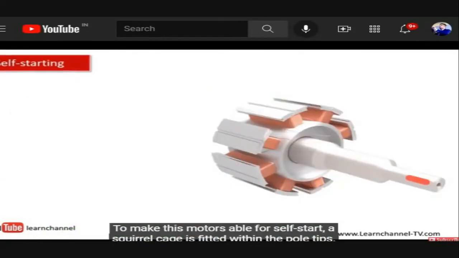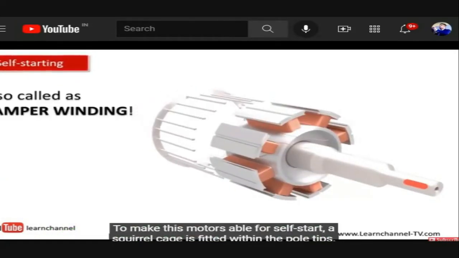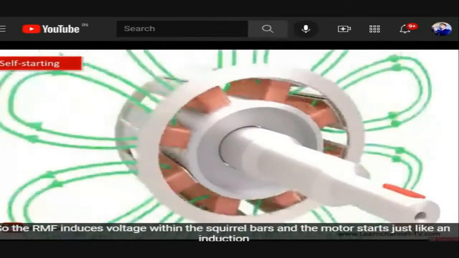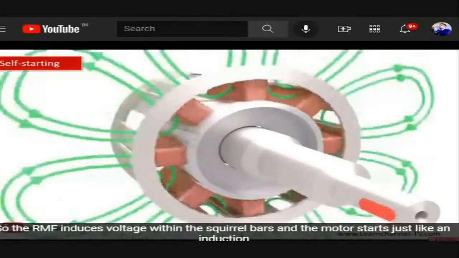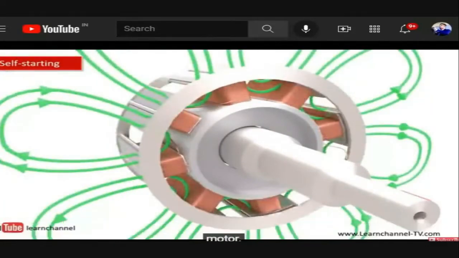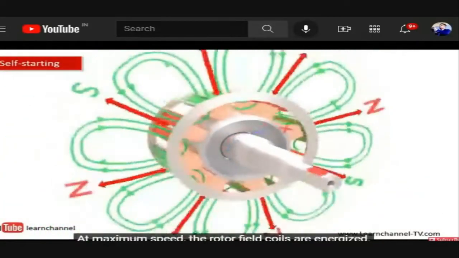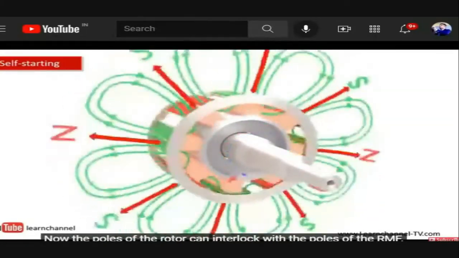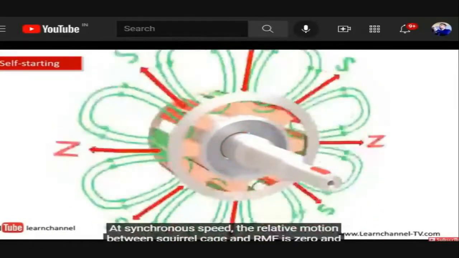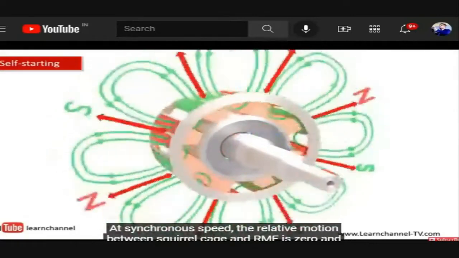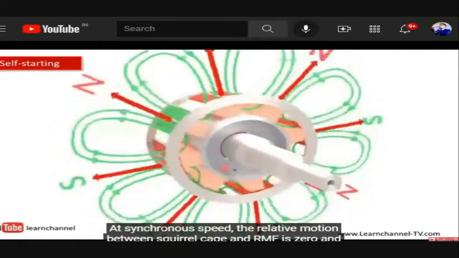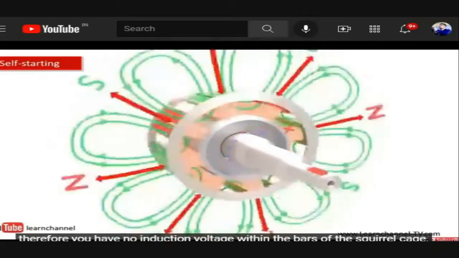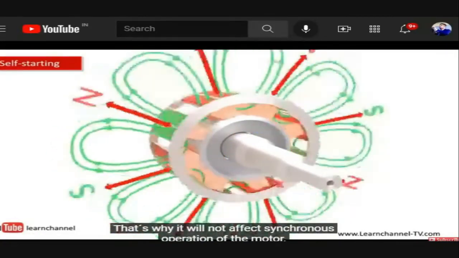To make this motor able to self-start, a squirrel cage is fitted within the pole tips. So the RMF induces voltage within the squirrel bars, and the motor starts just like an induction motor. At maximum speed, the rotor field coils are energized. Now the poles of the rotor can interlock with the poles of the RMF. At synchronous speed, the relative motion between squirrel cage and RMF is 0, and therefore you have no induction voltage within the bars of the squirrel cage. That's why it will not affect synchronous operation of the motor.